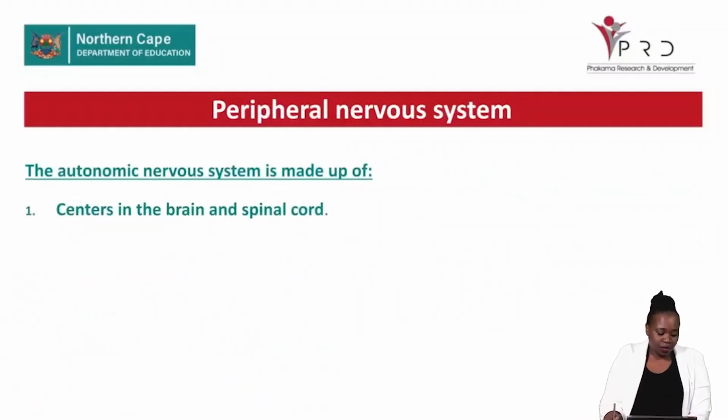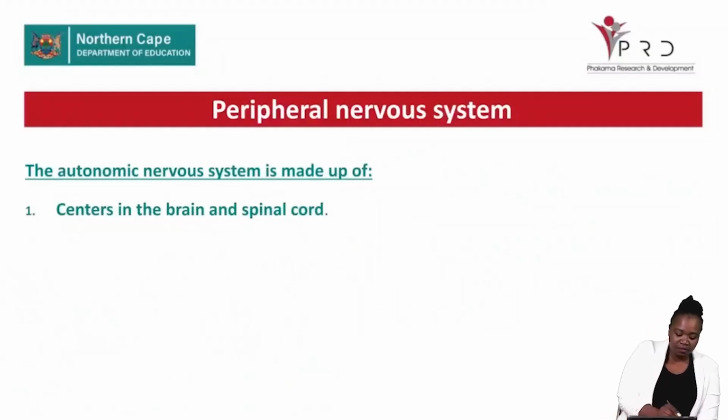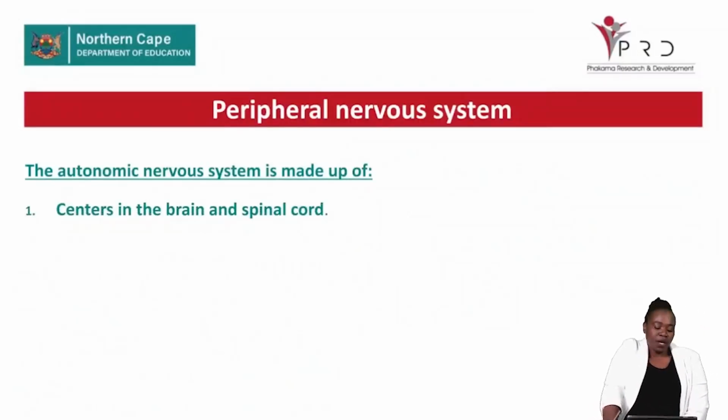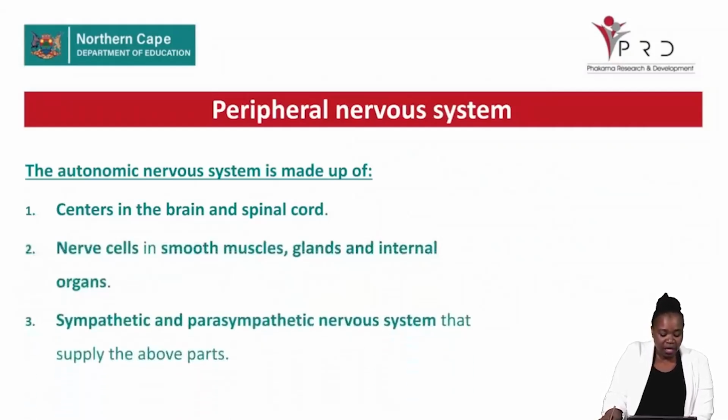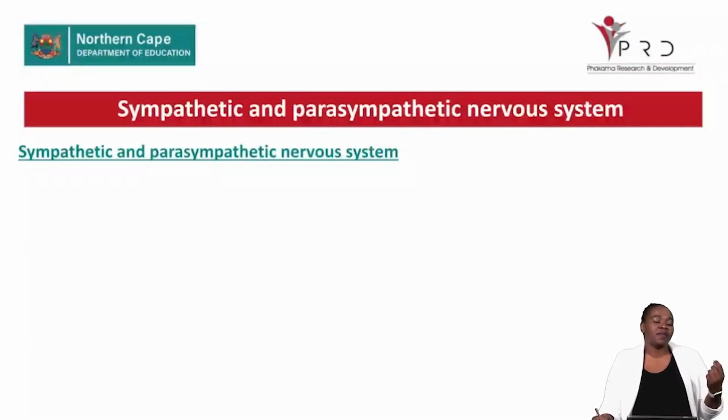So this system, the autonomic nervous system, is made up of the centers in the brain as well as the spinal cord. It is also made up of the nerve cells in the smooth muscles, the glands, as well as in the internal organs. And it is also made up of the sympathetic and the parasympathetic nervous system that are going to now supply these different parts. Now let's have a look at what is the sympathetic and the parasympathetic nervous system. How do they function, or how do they work?